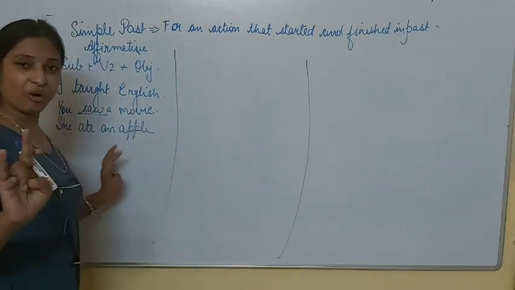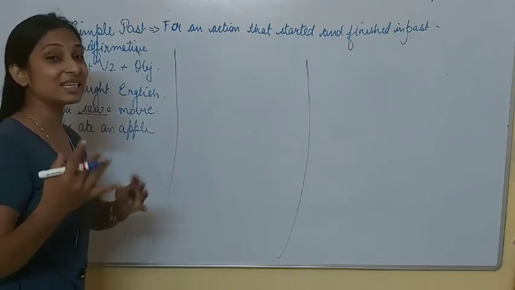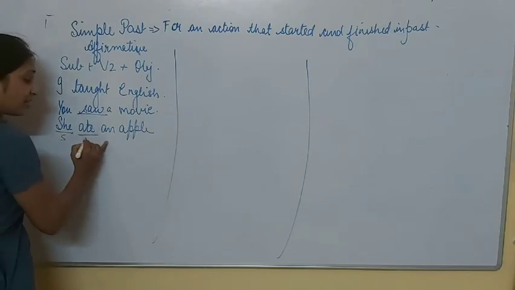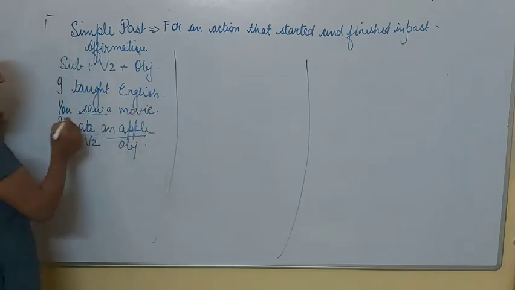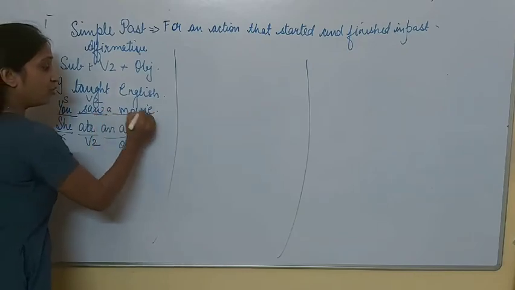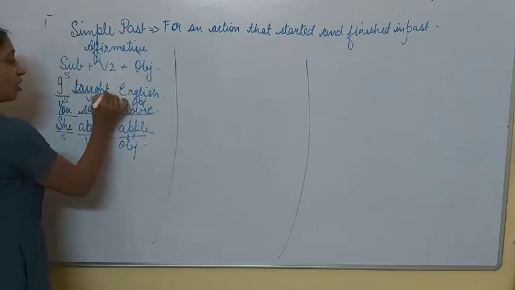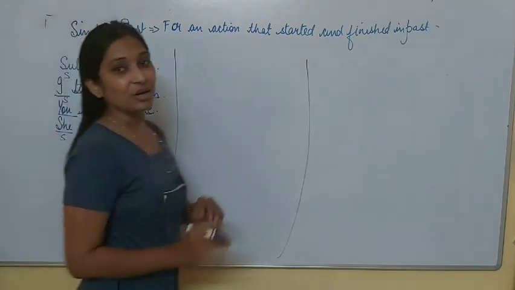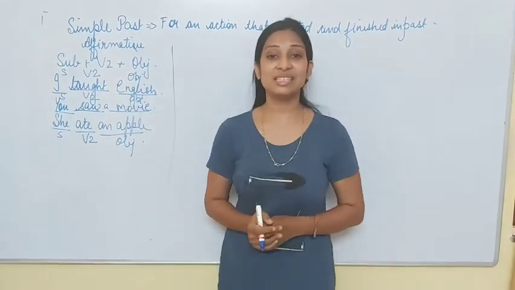Alright, another example, she ate an apple. So, what is the first form of ate, children? Eat. What is the second form? Ate. And the third form is eaten. So, what I am trying to tell you is, this is the subject, this is the verb second form and this is the object of the sentence, right? Here also you is the subject, saw is the verb second form and movie is the object, alright? Here also I is the subject, taught is the verb second form and English is the object. So, this is the sentence structure of an affirmative simple past sentence.